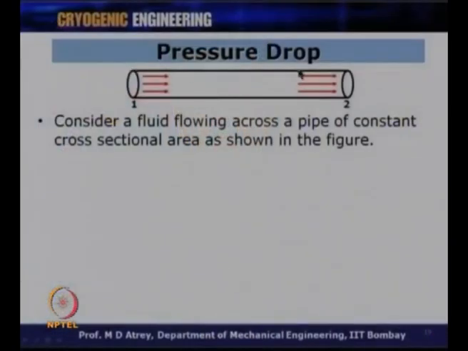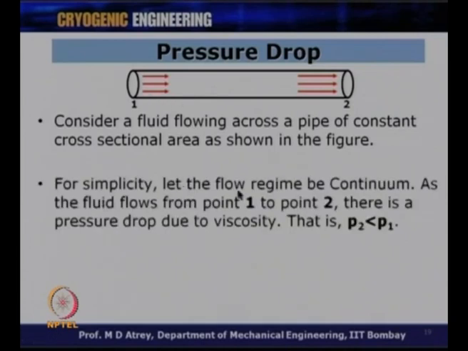We know that in a pipe, if the fluid is travelling across a pipe of constant cross-sectional area as shown in the figure, we will have a pressure drop from point 1 to point 2. For simplicity, let the flow region be continuum. As the fluid flows from point 1 to point 2, there is a pressure drop due to viscosity, and therefore the pressure at point 2 will be less than the pressure at point 1. So P2 is going to be less than P1 because of friction, surface conditions and the viscosity of the fluid.